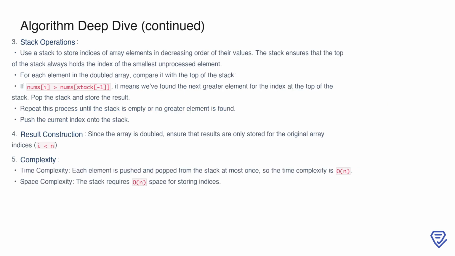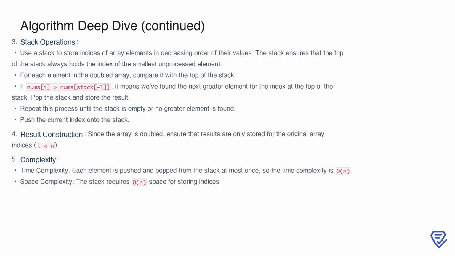The optimized approach relies on the stack to manage indices of elements in decreasing order of their values. This ensures that at any given moment, the top of the stack represents the smallest unprocessed element. As we traverse the doubled array, for each element, we check it against the value at the index stored at the top of the stack.